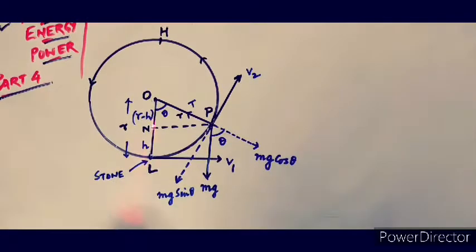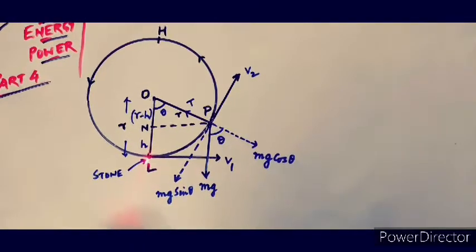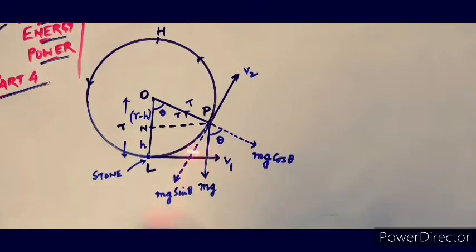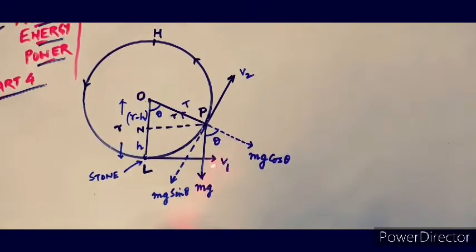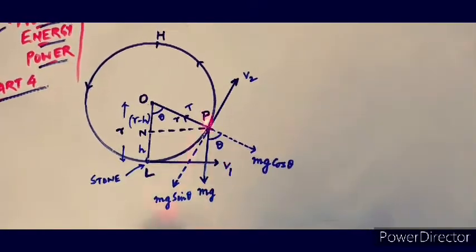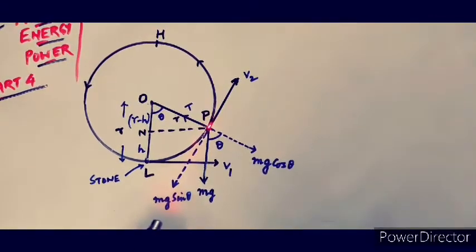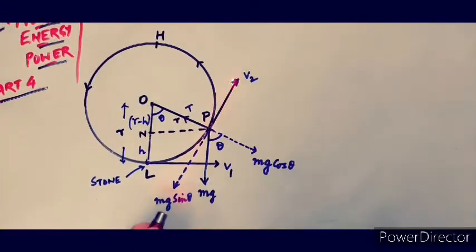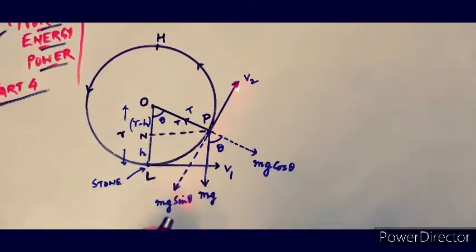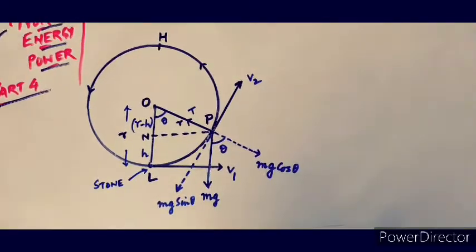Initially, we have assumed that at point L the direction of the velocity is along the tangent, v1. At point P, the direction of the velocity is tangential, which is v2. These are the assumptions I have made.